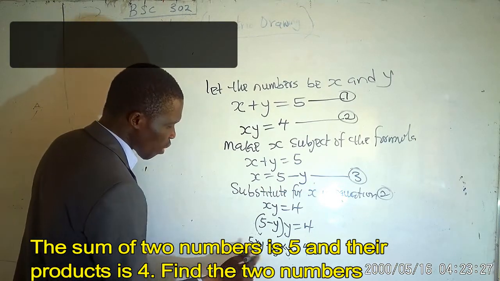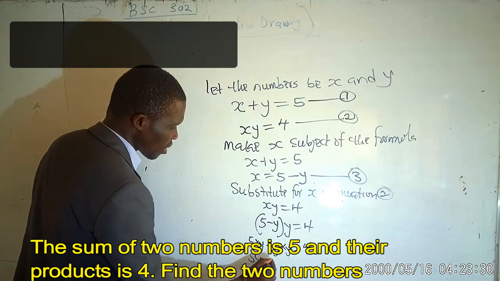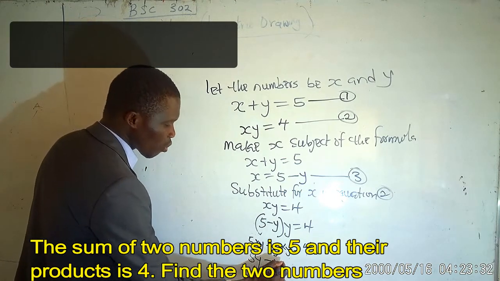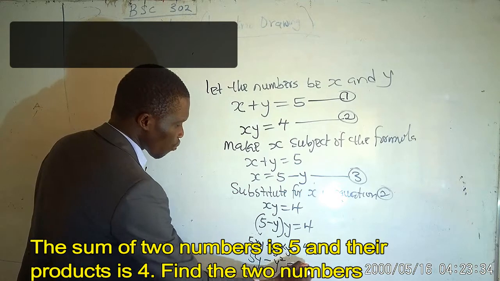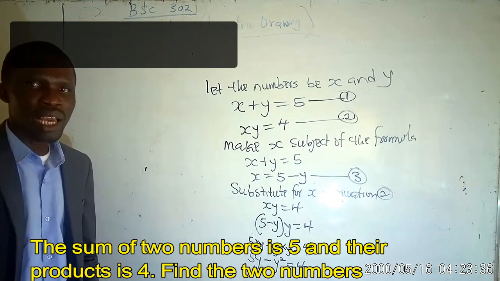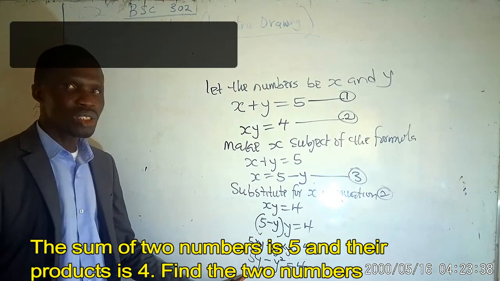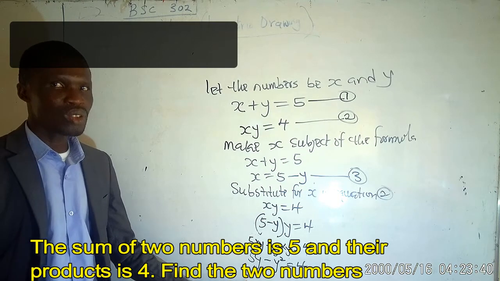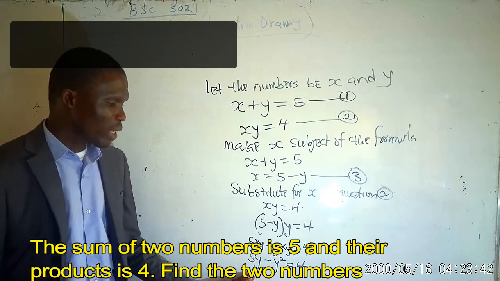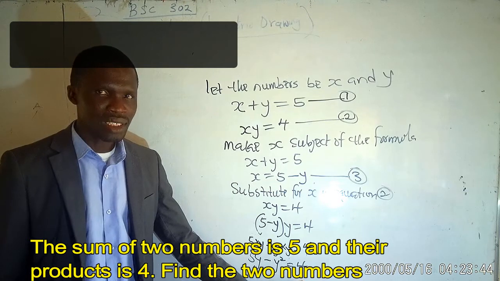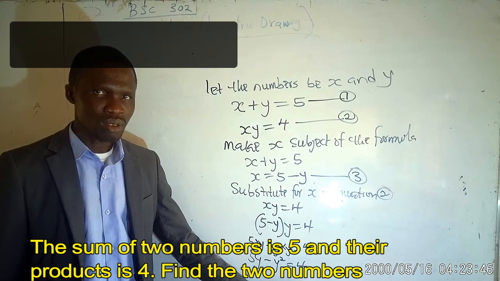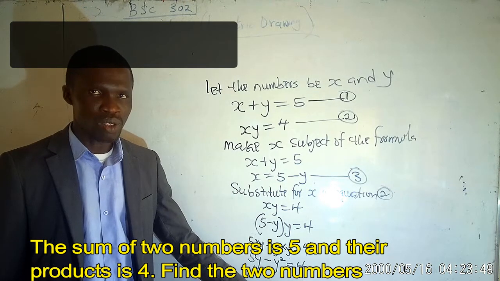Now, 5 times y will give us 5y. Y times y will give us y squared, equals 4. Now, when you get to this stage, you need to be very careful. Now, we cannot leave our answer like this. We need to do something. What are we going to do?